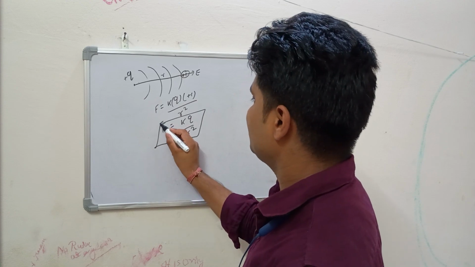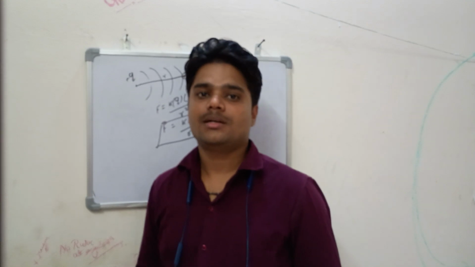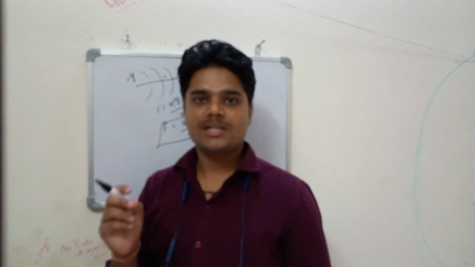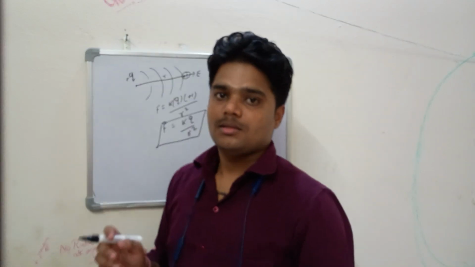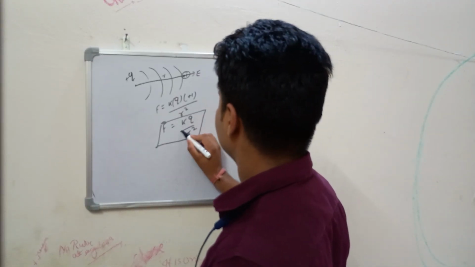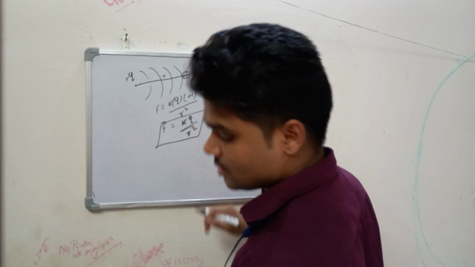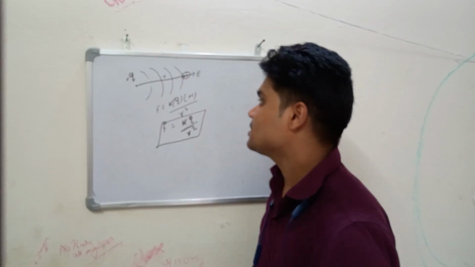So we can define the electric field as basically the force experienced by a +1 test charge at that point. So it will be K Q by r square. This is the force experienced by a +1 charge at distance r.